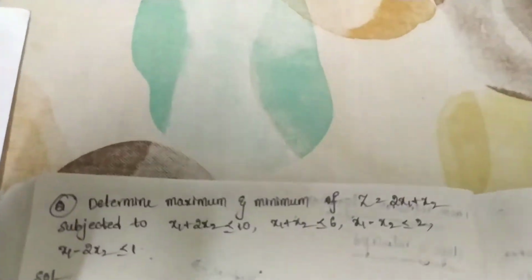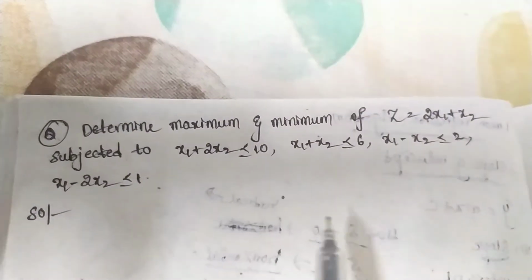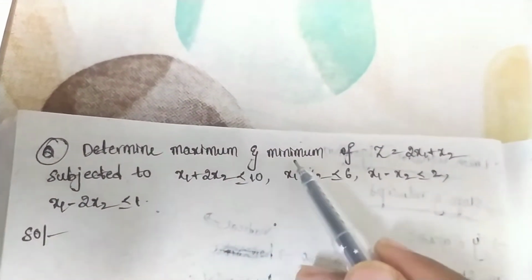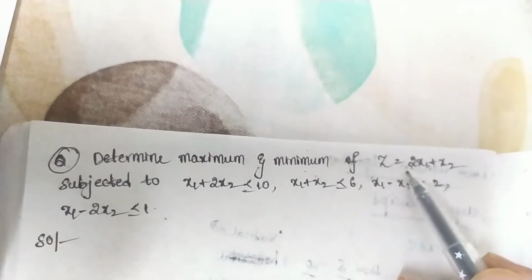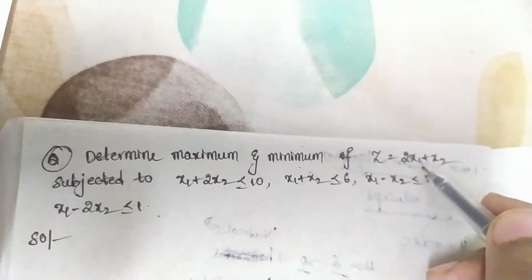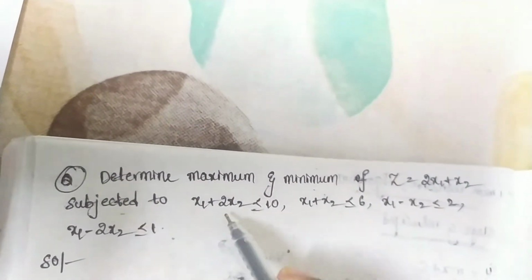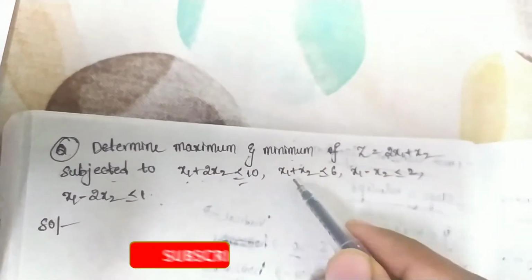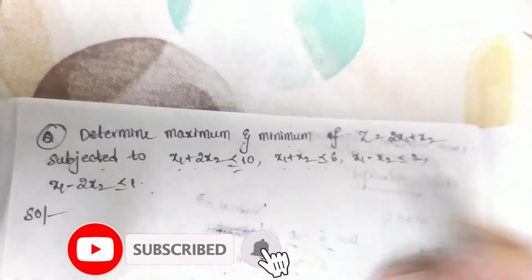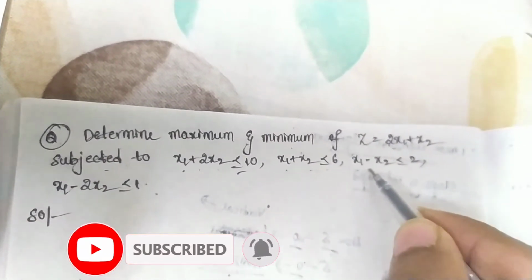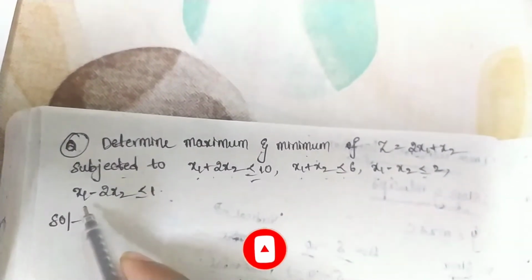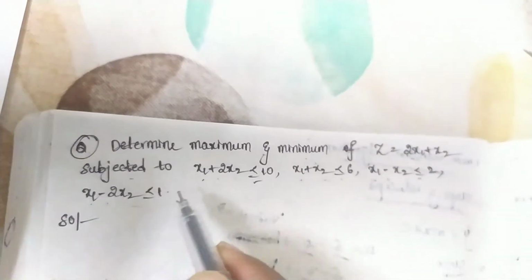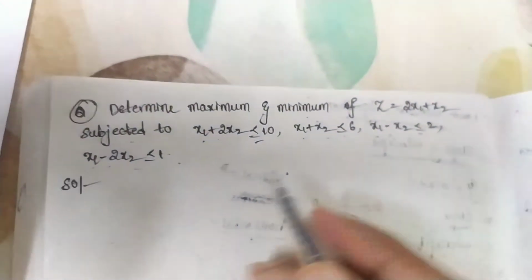Let us do an example problem. The given question is: determine the maximum and minimum of z equals 2x1 plus x2, subject to the constraints x1 plus 2x2 less than or equal to 10, x1 plus x2 less than or equal to 6, x1 minus x2 less than or equal to 2, and the last one is x1 minus 2x2 less than or equal to 1. Let us start the problem.